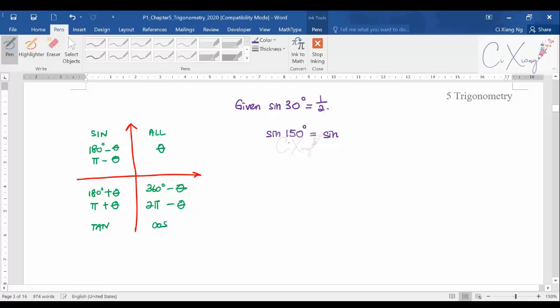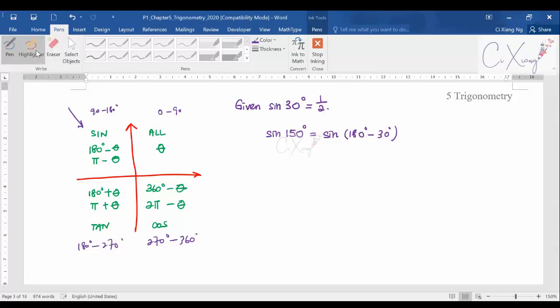sine 150 is in what quadrant? It is in the second quadrant. 30 is in the first quadrant, so 0 until 90. This one is 90 to 180. Then this one is 180 to 270. Then this one is 270 to 360. So 150 is an angle in the second quadrant. When 150 is in the second quadrant, you look at the label of the angle here. I wrote 180 minus theta. So it is actually 180 minus 30. 150 is actually 180 minus 30.